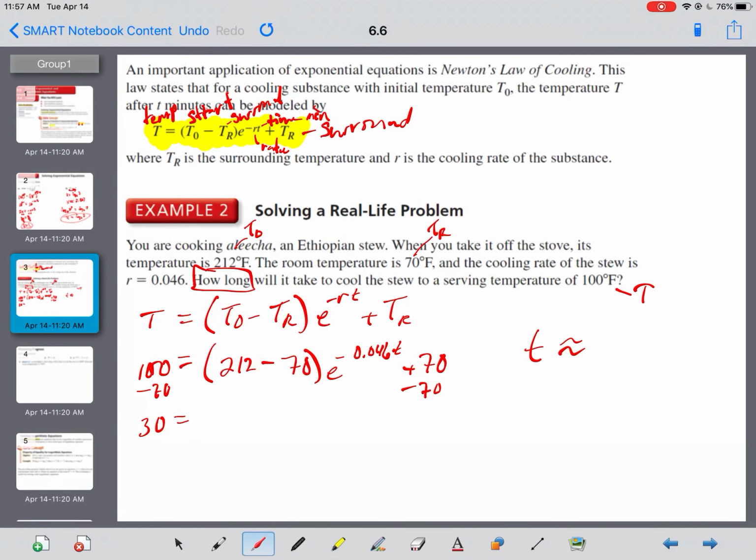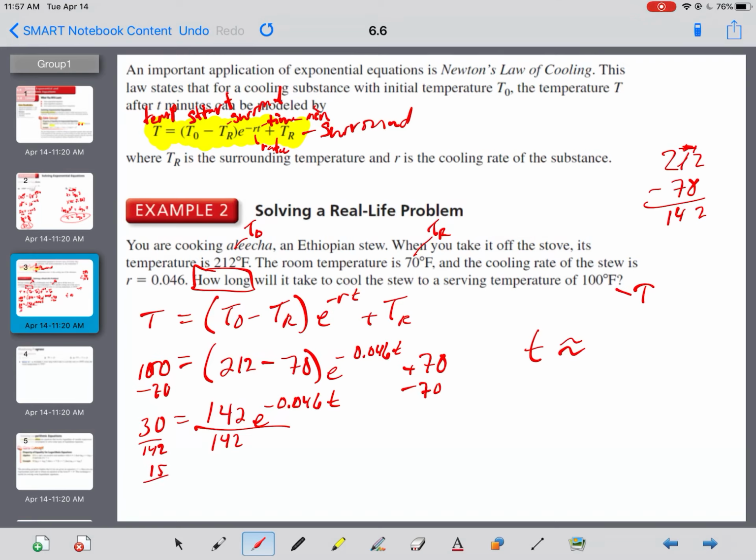All right, first of all, what I can do is get rid of the 70. That leaves me 30 equals, and I can also do this subtraction here. 212 minus 70. I don't need to borrow. 2 minus 0 is 2. Then 21 minus 7 is 14. So that's 142 e to the negative 0.046 t. Okay, a little closer there.